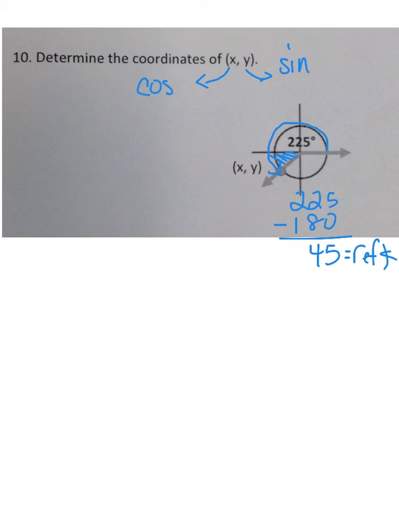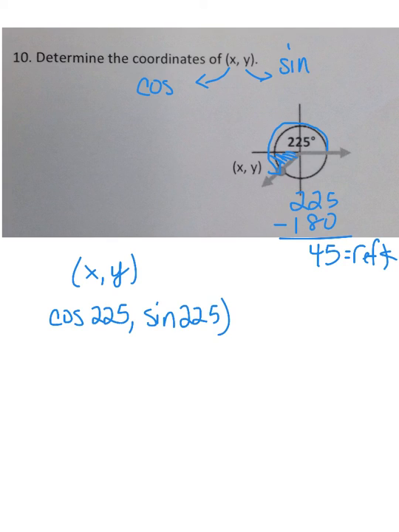So what I mean by that is this. They want us to find x comma y, right? They want those coordinates. So really what this is asking for then is the cosine of 225, comma, the sine of 225. Because remember, x is associated with cosine and y is associated with sine. Now, off the top of my head, I don't know what the cosine of 225 is, nor do I know the sine of 225. And that's why I was looking for its reference angle.